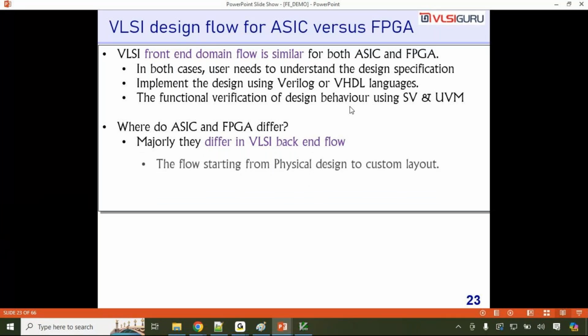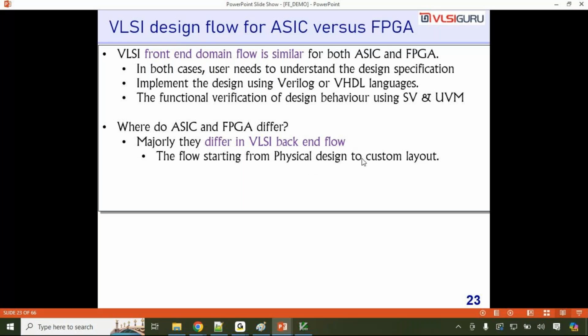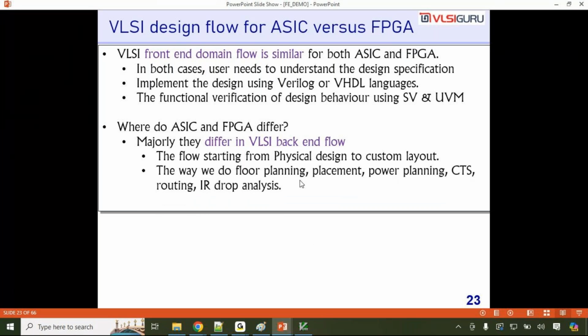The flow starting from physical design to custom layout: the way we do floor planning, placement, power planning, CTS, routing, and IR drop analysis. Whatever the flow starting from synthesis onwards, they differ. Till we do RTL design and verification, both of them are the same. ASIC and FPGA flow remain the same till we do RTL design and RTL verification. It differs starting from the synthesis stage.